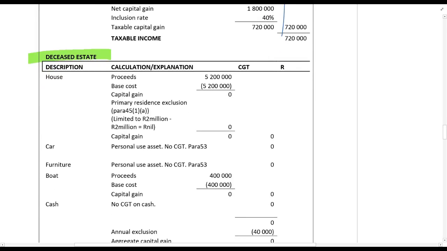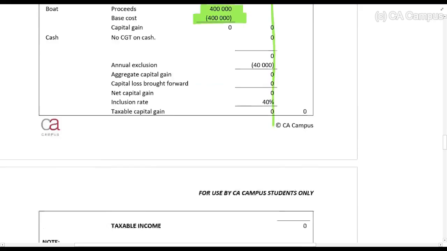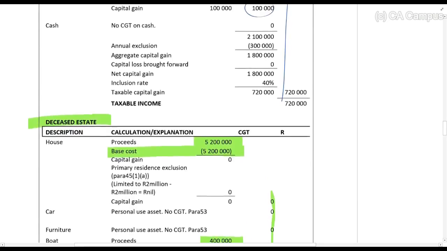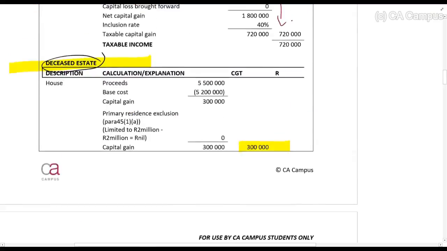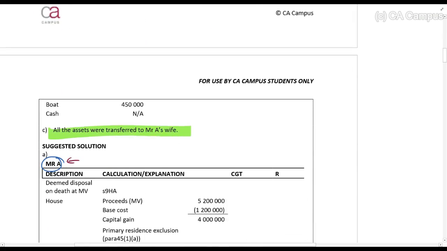Look at the difference and compare it to the previous one. Everything that goes to the child, the beneficiary, is treated as if it was sold for the same amount as its base cost. So if the base cost is 5.2, then the proceeds is 5.2. If the base cost is 400,000, then the proceeds is 400,000. So you can see, if it goes to the beneficiary, there's no capital gain calculated. And the reason for this is the beneficiary, if the beneficiary sells it later, will have to calculate the capital gain.